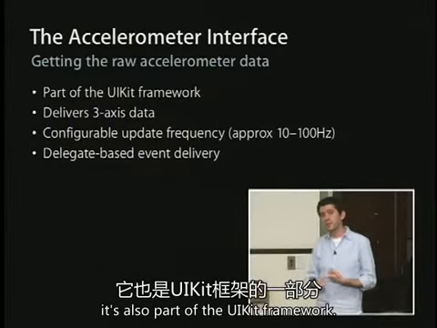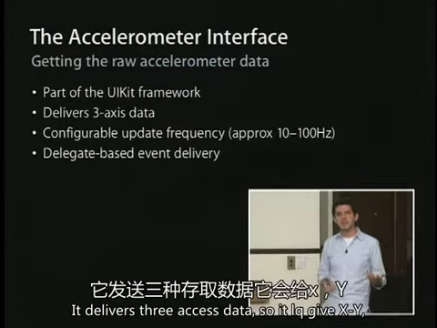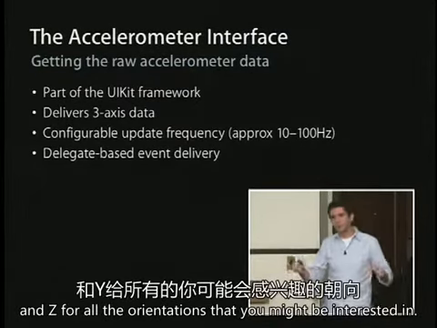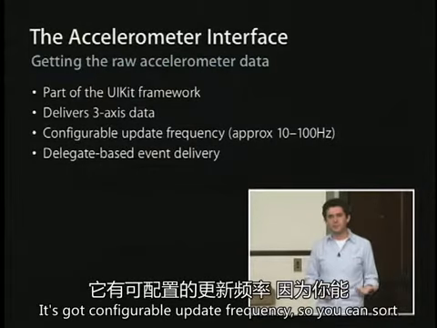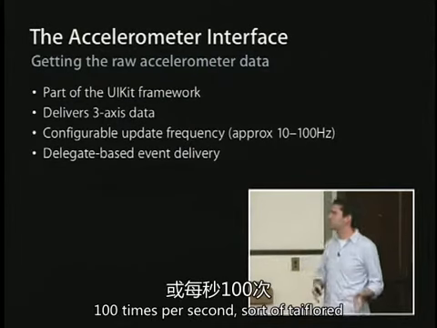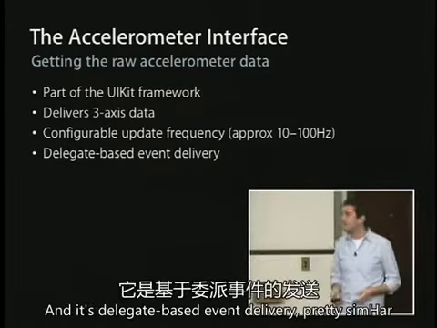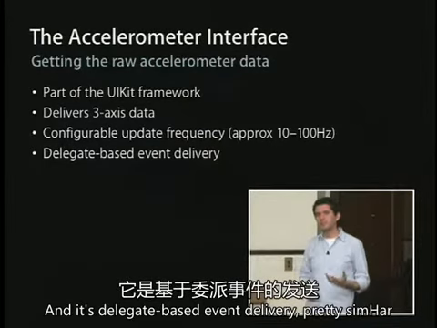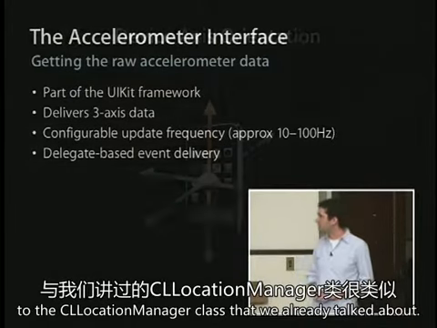That's where we start to get into the accelerometer interface. It's also part of the UIKit framework. There's a UIAccelerometer class. It delivers 3-axis data, so it'll give you X, Y, and Z for all the orientations that you might be interested in. It's got configurable update frequency, so you can get updates either 10 times per second or 100 times per second, tailored to what your app is trying to do. And it's delegate-based event delivery, pretty similar to the CLLocationManager class that we already talked about.